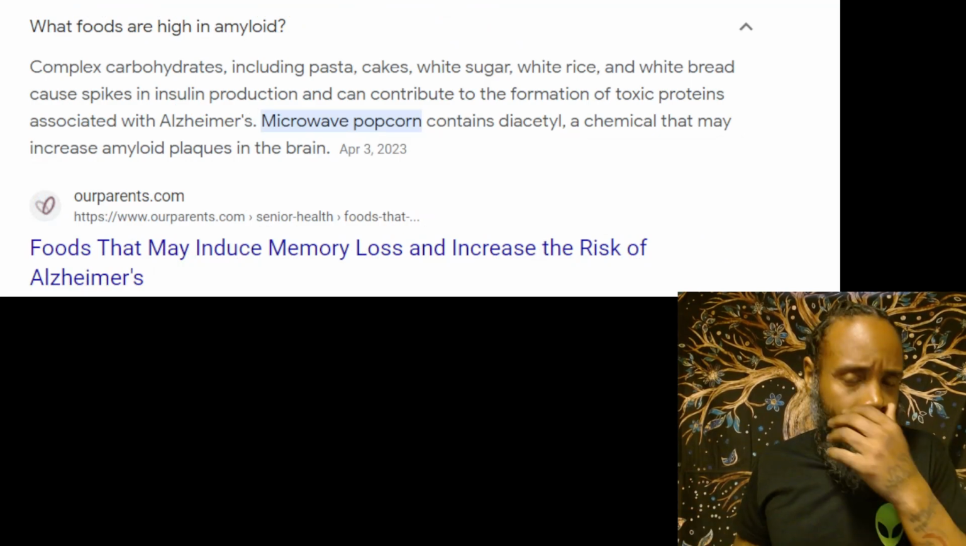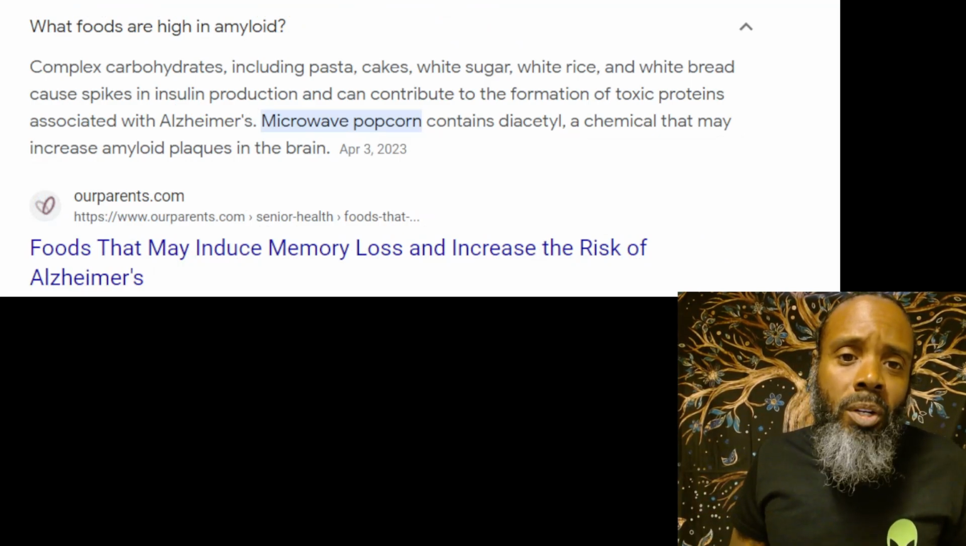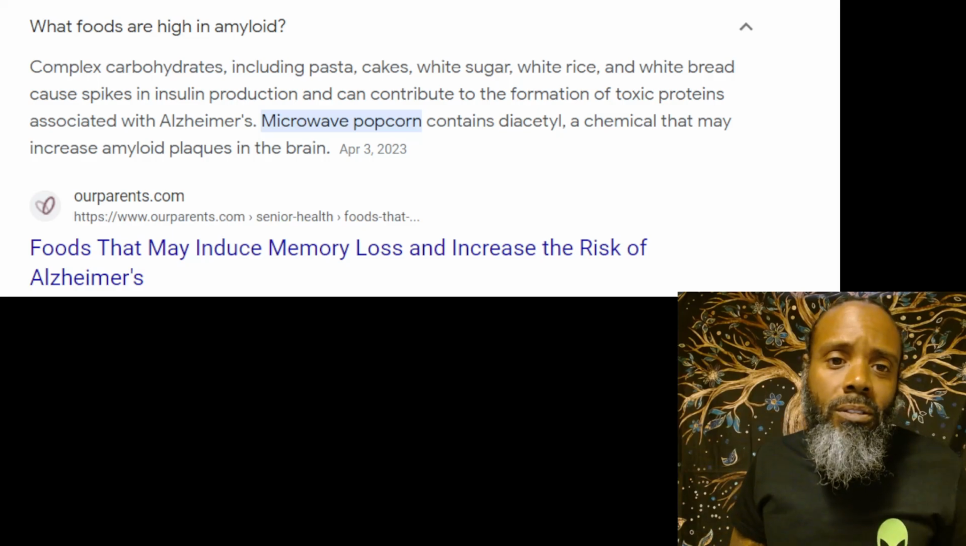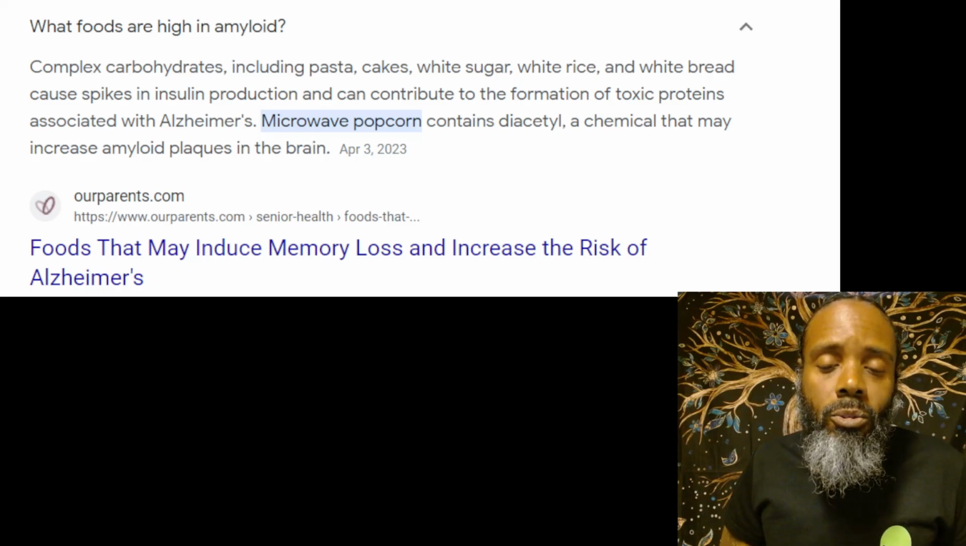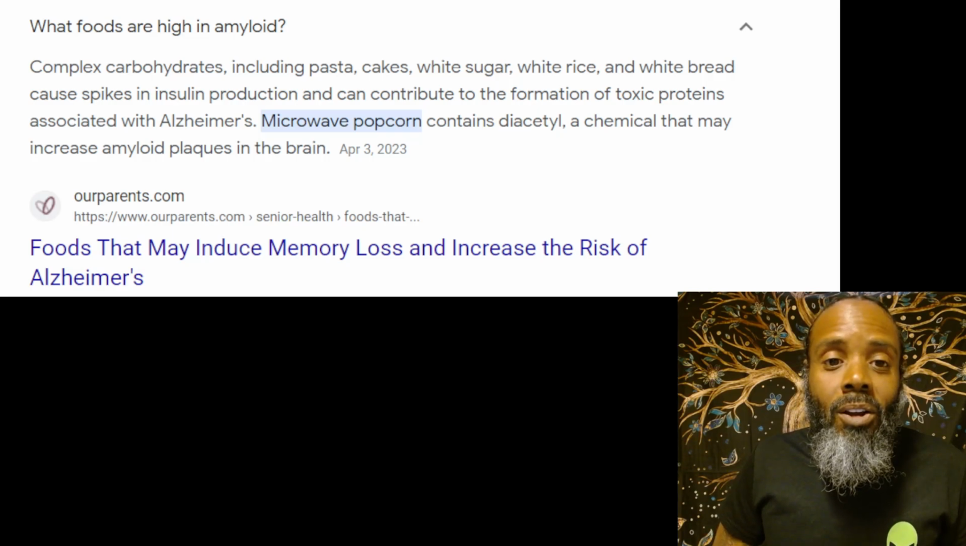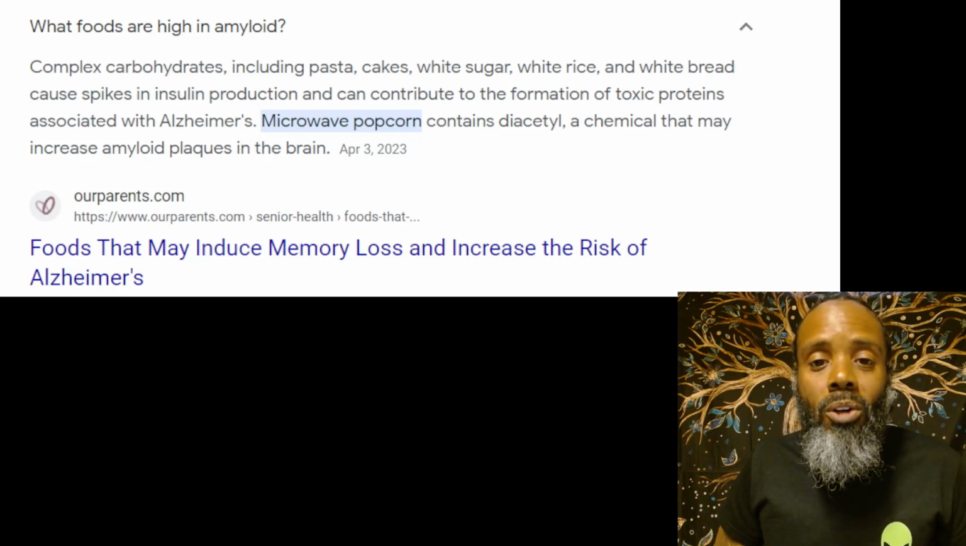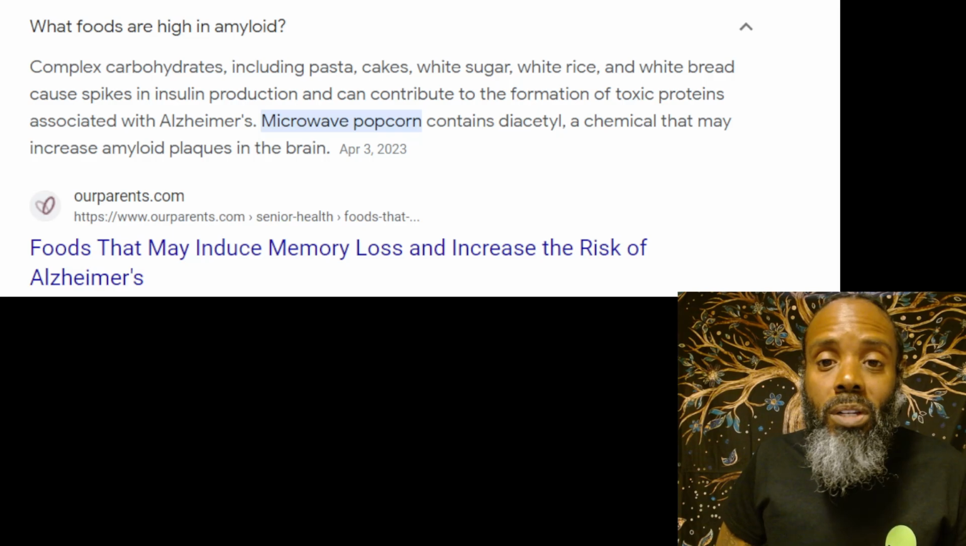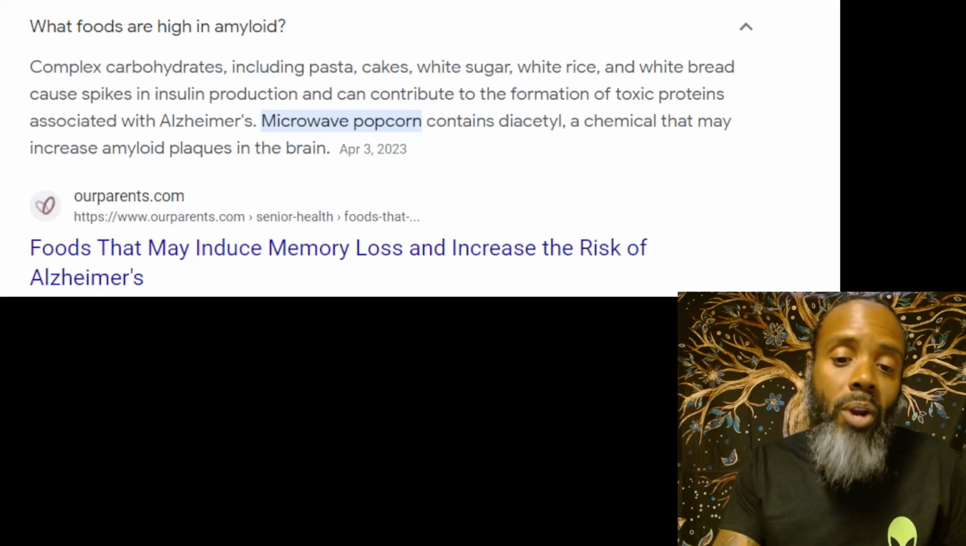So I looked at it, I still looked at it. I mean, this could be right, but what foods are high in amyloids? Complex carbohydrates, including pasta, cakes, white sugar. There goes your sugar again. White rice and white bread cause spikes in insulin production and can contribute to the formation of toxic proteins associated with Alzheimer's. Microwave popcorn contains a chemical that may increase amyloid plaques in the brain.